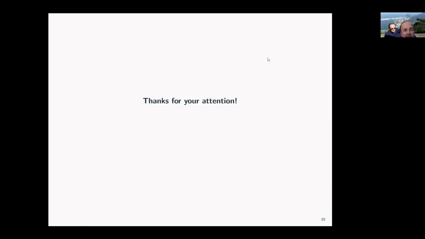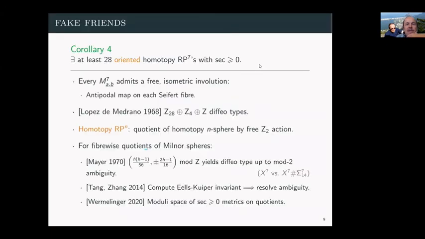So Martin, in the case where your metrics are again metrics on S3 bundles over S4, do the metrics differ from the old ones? Or how do they differ from the old ones? Do they have less zero curvature planes, for example? I have no idea. So my guess would be yes, they differ.